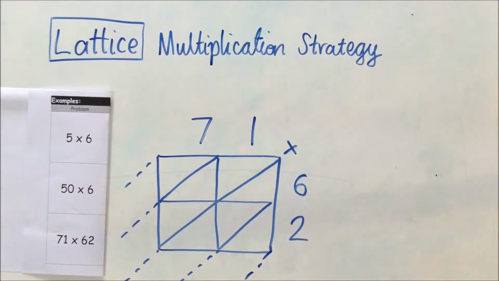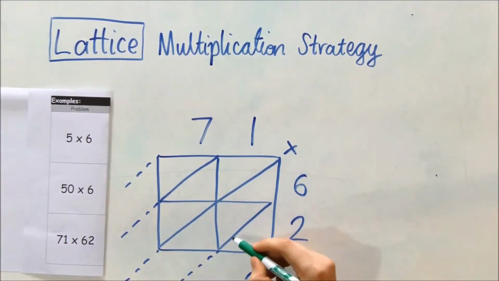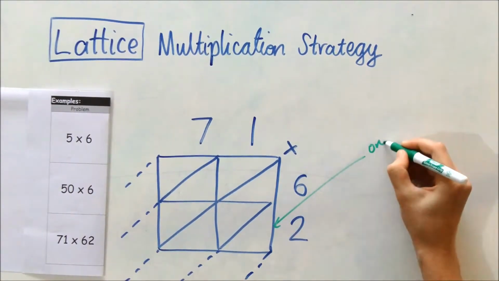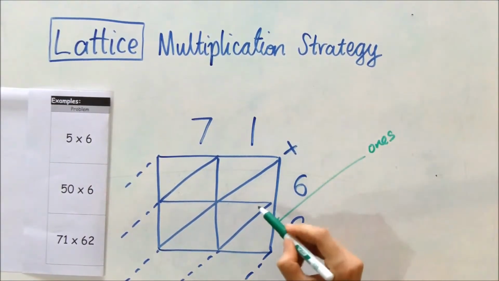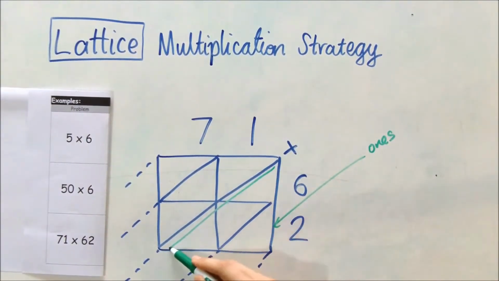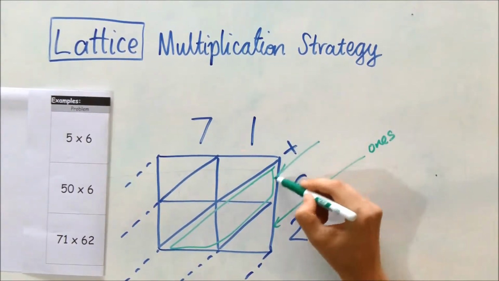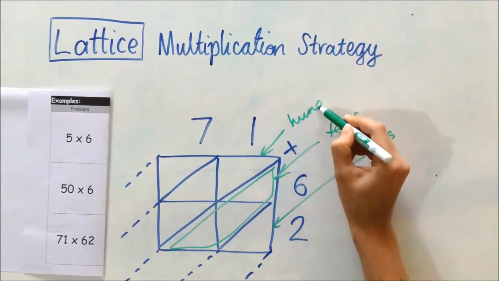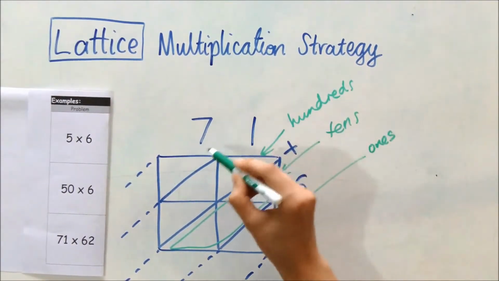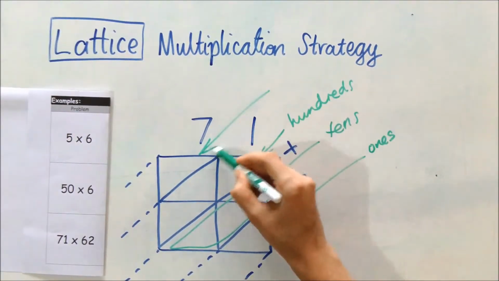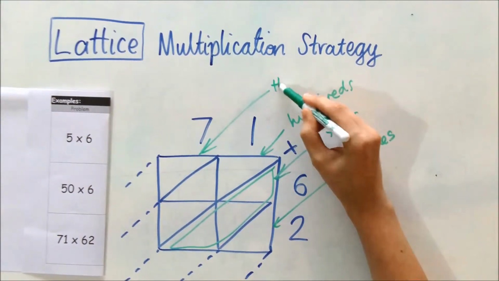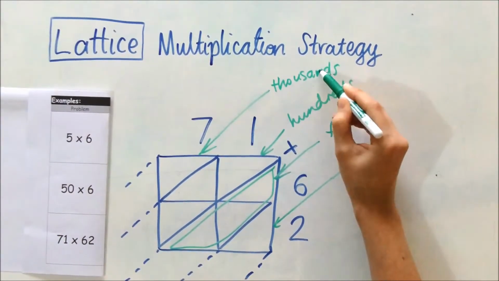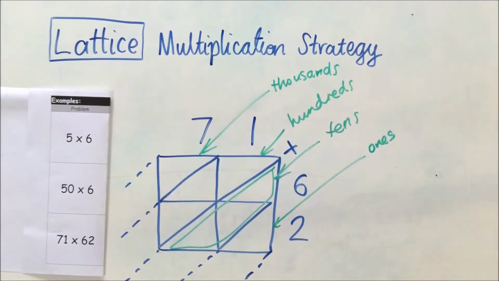Just remembering as well that we have the ones column, or the ones diagonal column. This section here is the tens column, hundreds. And then what's this section at the end? Have a think. Thousands. Excellent. Got the thousands there. That's just going to help us when we add them up later.